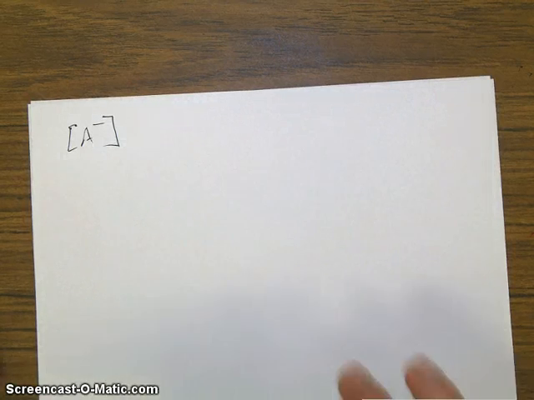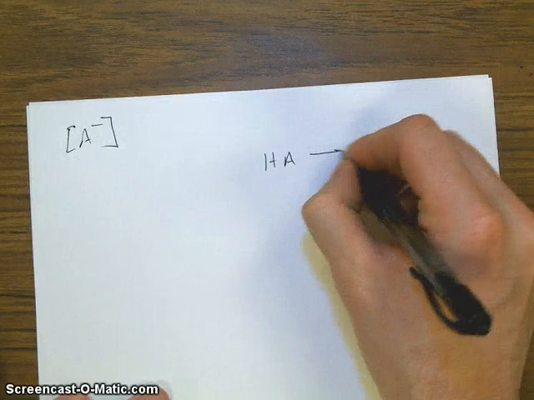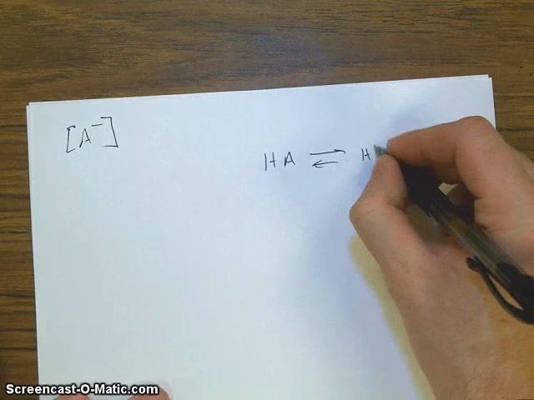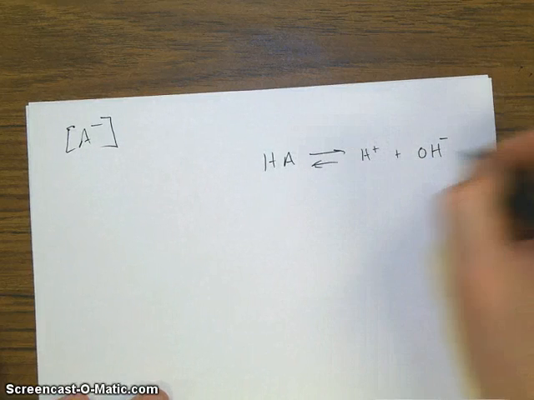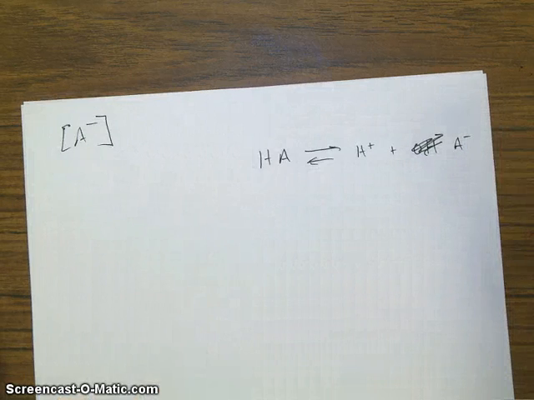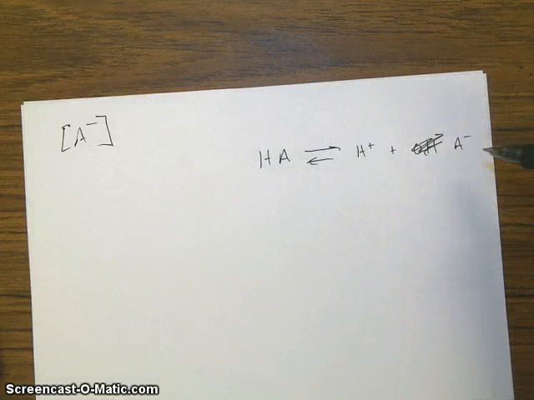But we have to remember something that's going on here that will make our life a lot easier when doing this calculation. Let's take a look at the reaction one more time. It was HA ionizing into H plus and A minus. It is a conjugate base, though. So now I've got HA going into H plus and A minus.